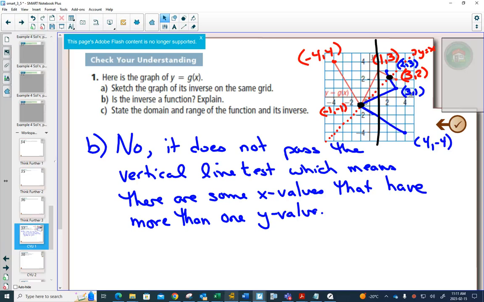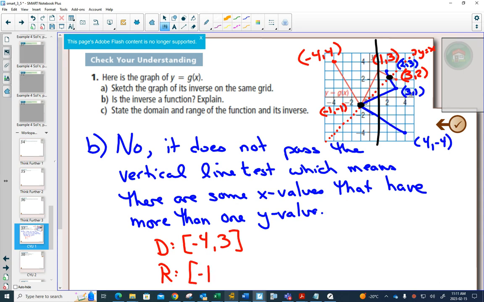State the domain and range of each one. So, for my domain, do I have a smallest x value? Yes, -4. Do I have a biggest x value? +3. For my range, do I have a smallest y value? -1. Biggest y value? +4. Then for my blue graph, domain and range, do I have a smallest x value now? -1. Biggest x value? +4. And smallest y value? -4. Biggest y value? +3.